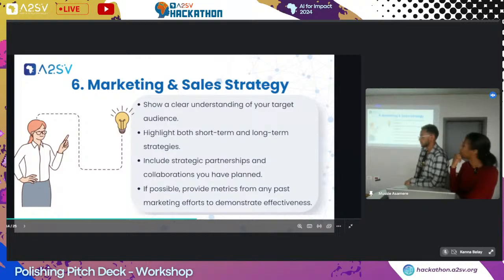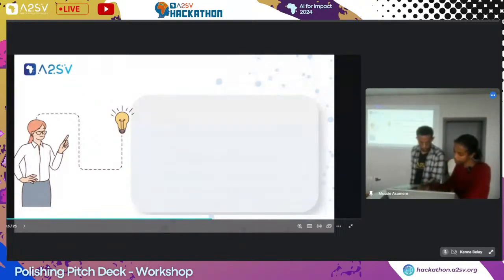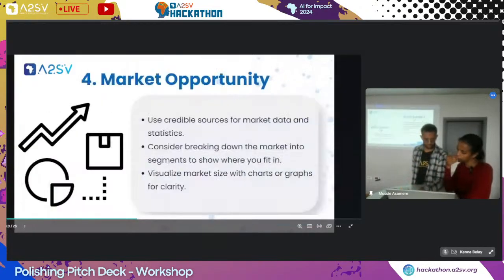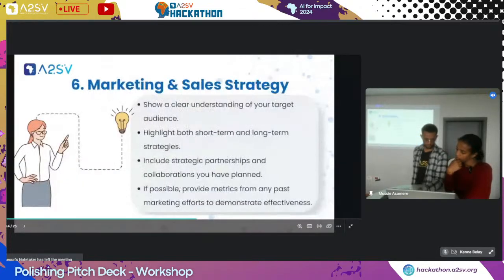Is there any redundancy in the information? Yeah, I'm having trouble understanding. The first one says clear understanding of your target audience. The second part is, in the market opportunity, we need to define our target audience, right? Oh, I see. Which slide was that? Here. Yes. Okay. So in the market opportunity, it would make sense to have a clear understanding of your target audience.